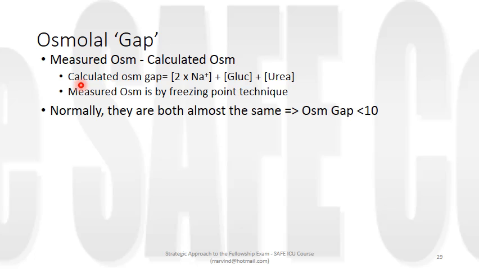Normally, the calculated osmolality and the measured osmolality must be almost the same, because you don't really have anything floating around in the blood apart from these things here. So osmolar gap is normally less than 10. But when you suddenly have an unmeasured osmol, when you have something else that is floating around in the blood, then clearly the gap between the two widens, and that results in a high osmolar gap of more than 10.